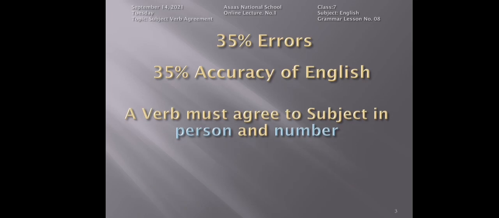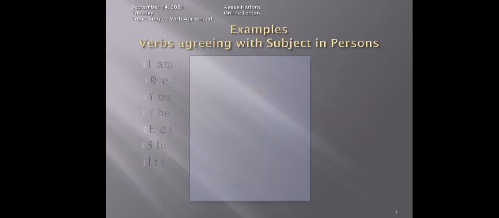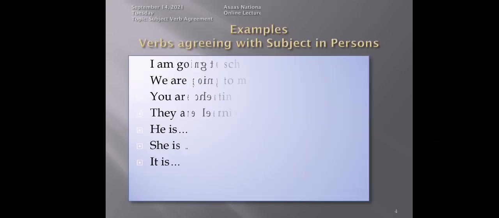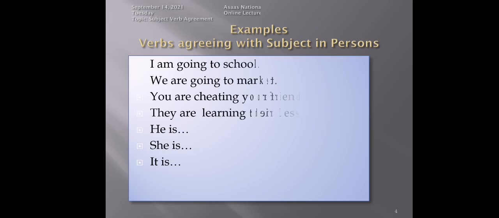A verb must agree with the subject in person and in number. This is the definition. Let's see some examples now. Verbs agree with the subject in persons. I is the subject. Similarly, we, you, they, he, she, it are the subjects in persons.